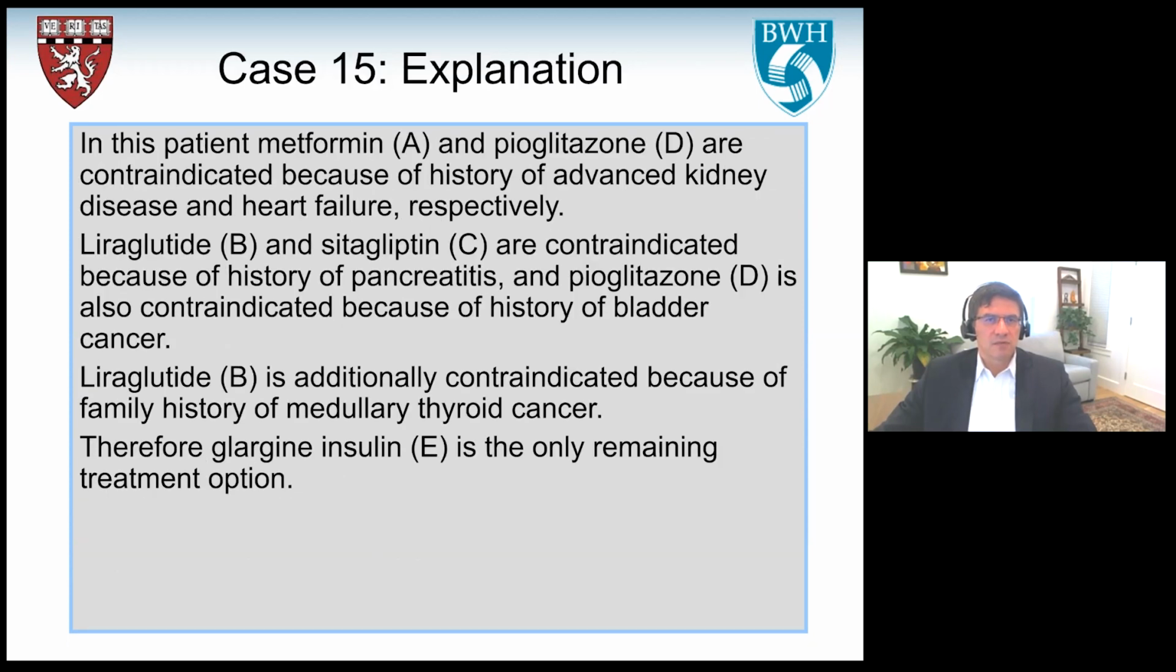In this patient, metformin and pioglitazone are contraindicated because of history of advanced kidney disease and heart failure, respectively. Liraglutide and sitagliptin are contraindicated because of the history of pancreatitis, and pioglitazone is also contraindicated because of the history of bladder cancer. Liraglutide is additionally contraindicated because of family history of medullary thyroid cancer. Therefore, glargine insulin, or option E, is the only remaining treatment option.